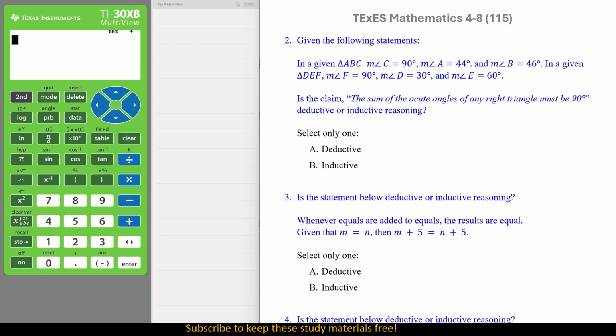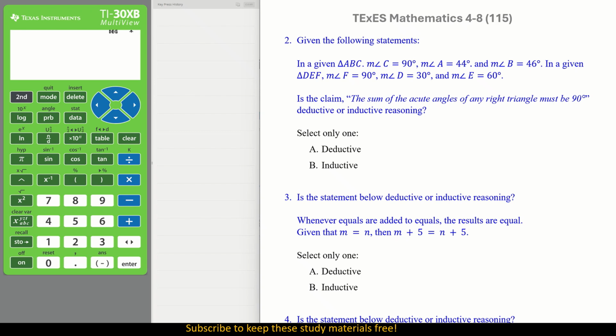Number two, given the following statements: In a given triangle ABC, the measure of C is 90, the measure of A is 44, the measure of B is 46. Here's the next one: in a given triangle DEF, the measure of F is 90, the measure of D is 30, and the measure of E is 60. Is the claim the sum of the acute angles, that's the smaller angles, of any right triangle must be 90?